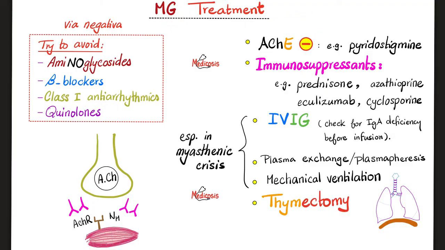And then you give acetylcholinesterase inhibitors to destroy the destroyer, such as pyridostigmine or others. Since this is an autoimmune disease caused by nasty autoantibodies destroying my receptor, we can take immunosuppressants such as prednisone or azathioprine or eculizumab or cyclosporine.